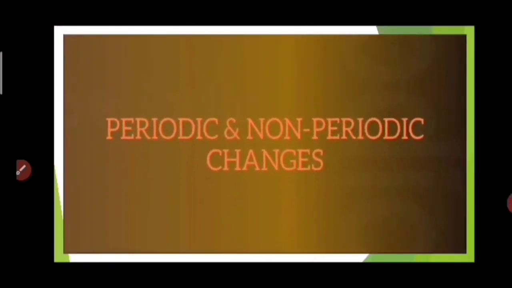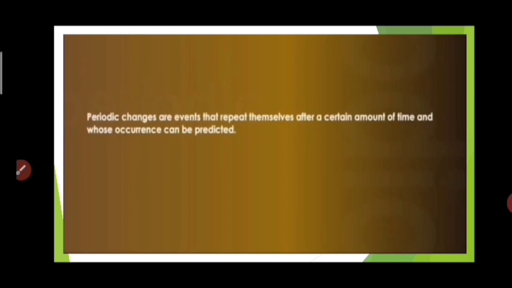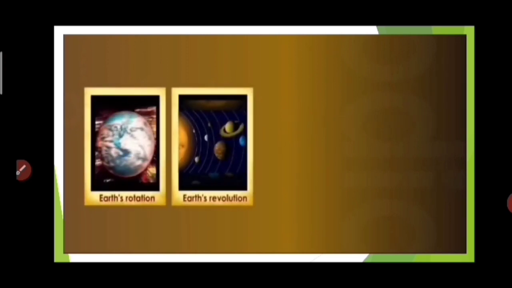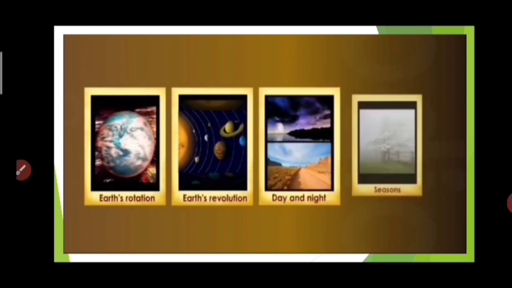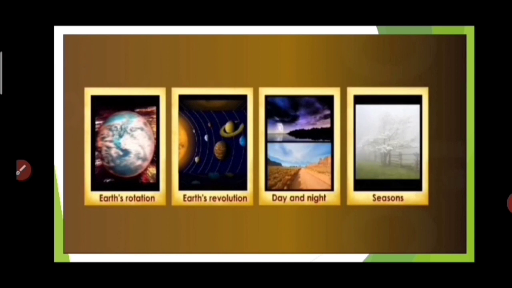The next change that we are going to discuss is periodic and non-periodic changes. Periodic changes are the events that repeat themselves after a certain amount of time and whose occurrence can be predicted. For example, the Earth's rotation on its axis, the Earth's revolution around the Sun, and hence day and night or seasons are examples of periodic changes.